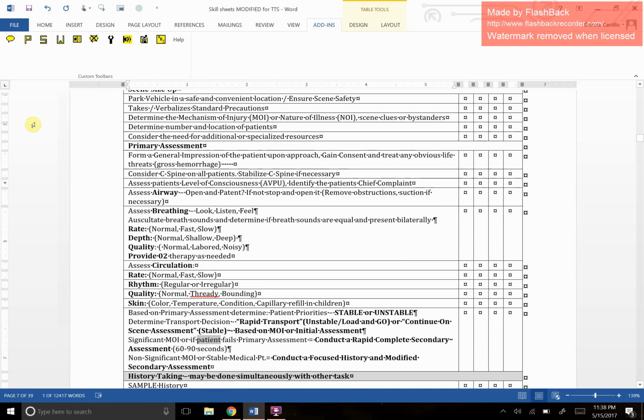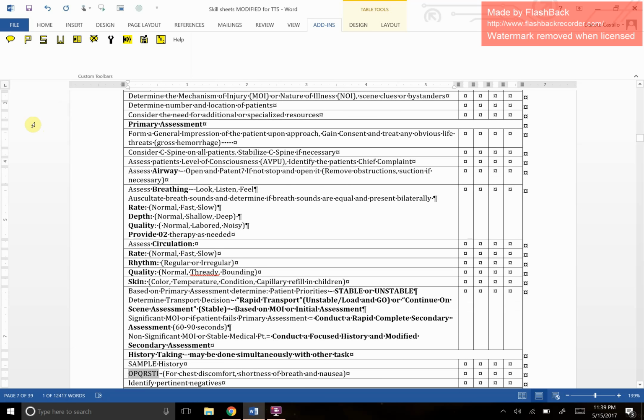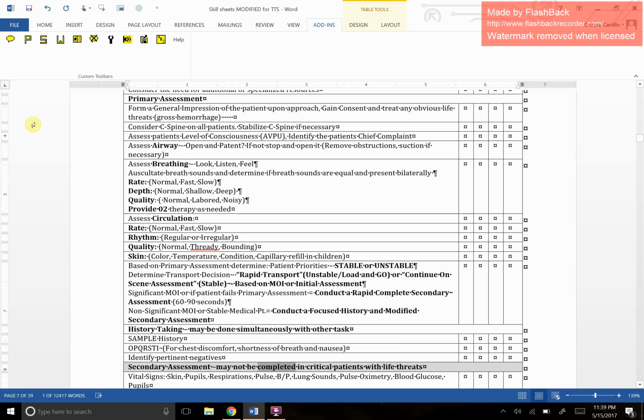Significant MOI, or if the patient fails primary assessment, conduct a rapid complete secondary assessment, 60 to 90 seconds. Non-significant MOI or stable medical patient, conduct a focused history and modified secondary assessment. History taking may be done simultaneously with other tasks. SAMPLE history, OPQRST for chest discomfort, shortness of breath and nausea. Identify pertinent negatives. Secondary assessment may not be completed in critical patients with life threats.